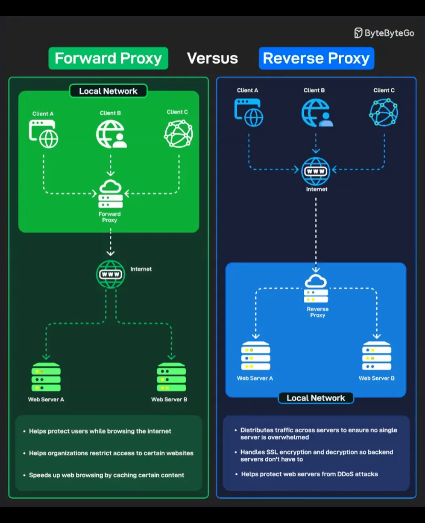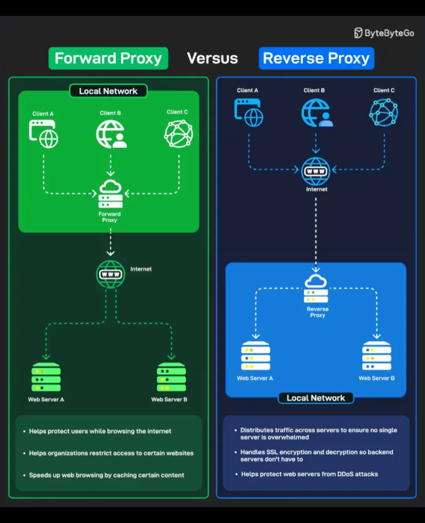Imagine two networks, one full of users trying to access the web, and another full of web servers serving content to the world. Both forward proxy and reverse proxy sit at the boundary between users and servers, but they serve entirely different roles. A forward proxy is positioned between users on a local network, like client A, B, and C, and the internet. When a user requests a website, the forward proxy receives the request, fetches the website, and then passes the result back to the user.